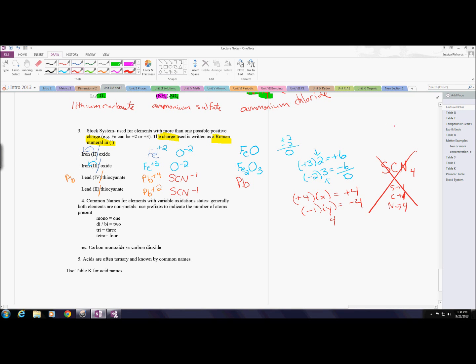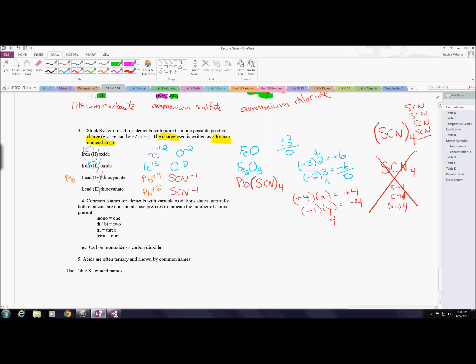In order to show that you have 4 of these groups, you need 4 sets of thiocyanates. We're going to have to put the thiocyanate in parentheses. So then what that means is that you have 1, 2, 3, 4 sets of that polyatomic ion. So when you write this compound, it's going to be Pb, parentheses, SCN, end parentheses, subscript 4.